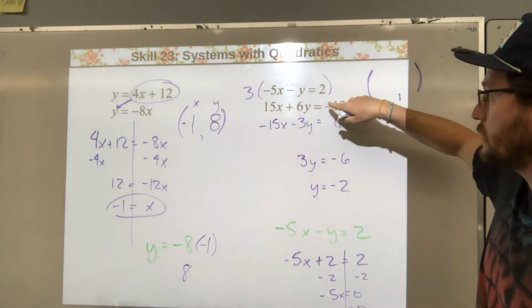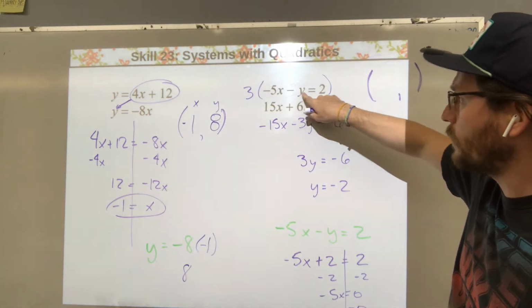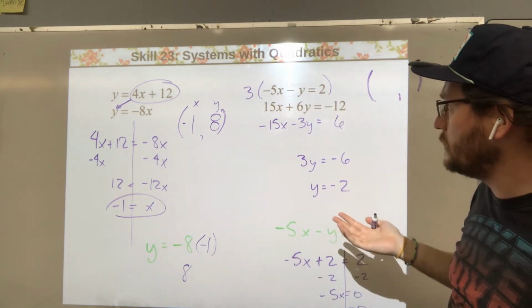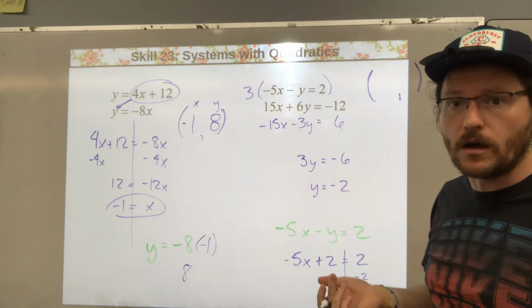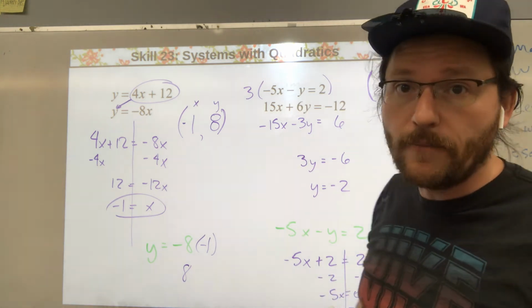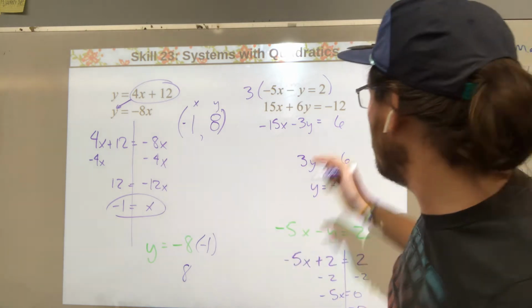The other one here is a little trickier. We could solve the first one for y. That looks like some pretty easy math and do substitution that way. But this one actually looks pretty easy to solve using elimination. So I would try that other solving strategy on this one here.